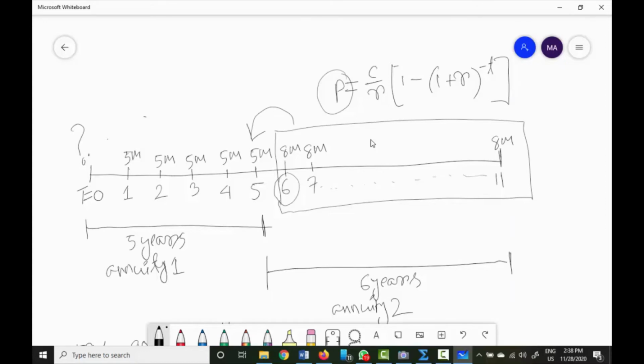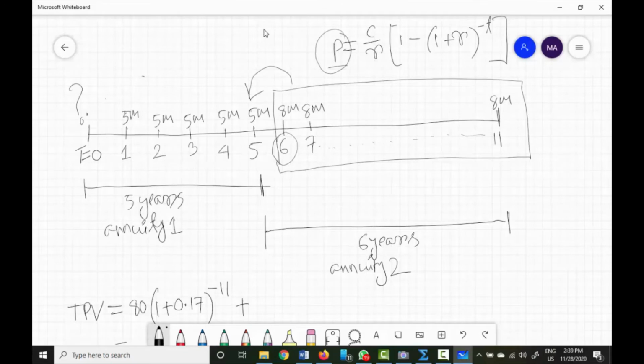The value that we calculate using the present value formula of annuity, we will get at period 5, because the sixth period is the starting cash flow for annuity 2. So the present value of annuity 2 will be received at period 5.